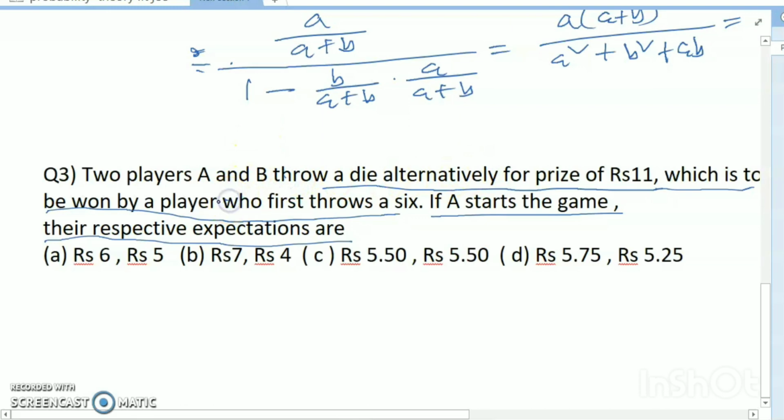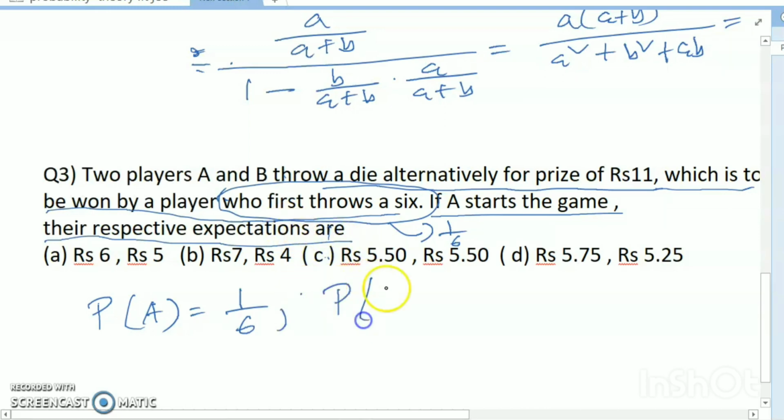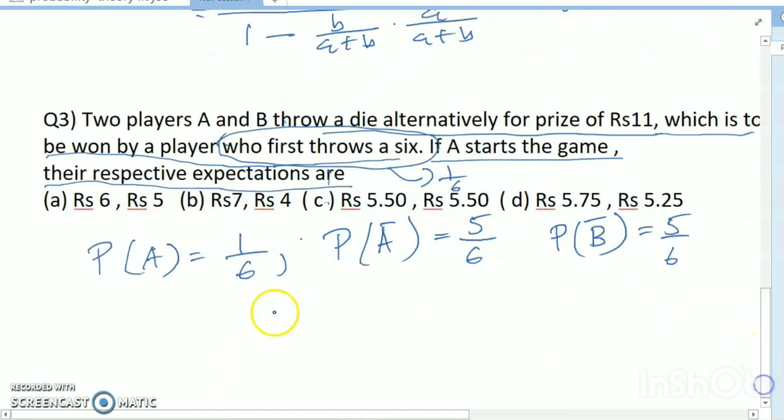So the probability of throwing a 6 on the first throw, this is my key point. PA means the probability of throwing a 6, PA equals 1/6. Throwing a 6 means this is 1/6. So PA bar, the probability of failure of A, PA bar equals 5/6, and PB bar is also 5/6.